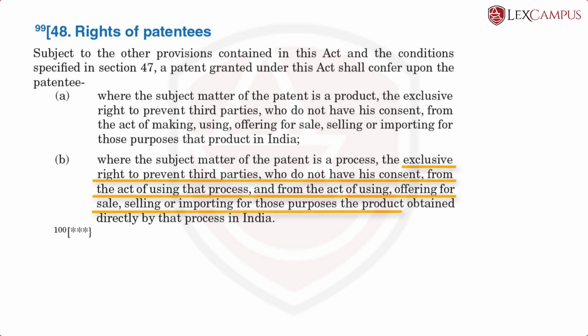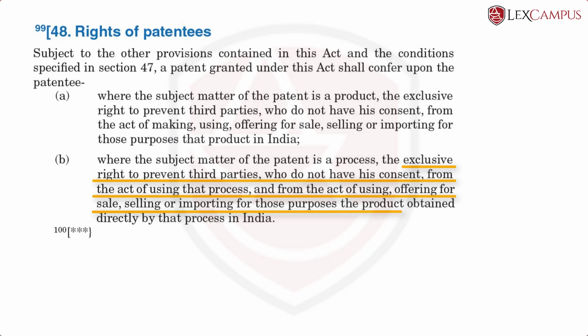Now, B pertains to the case where the subject matter of a patent is a process: the exclusive right to prevent third parties who do not have consent from the act of using that process, and from the act of using, offering for sale, selling, or importing for those purposes the product obtained directly from that process in India. So, use of the process and use, offering for sale, selling or importing the product obtained by that process. So, it covers also the product that comes through a process. Now, in this case manufacturing is not mentioned. Make is mentioned in the case of products. Here make is not mentioned.